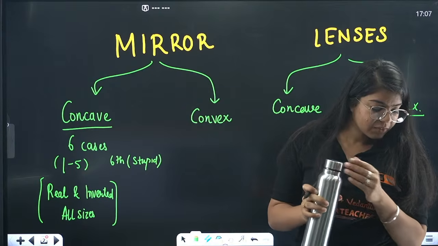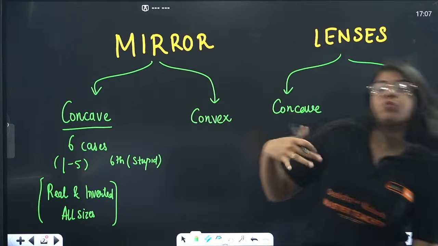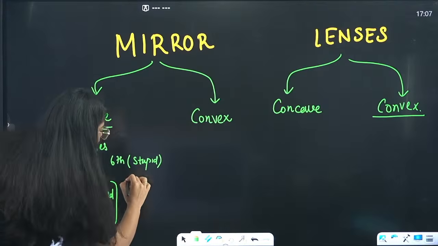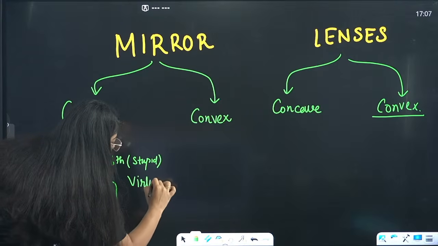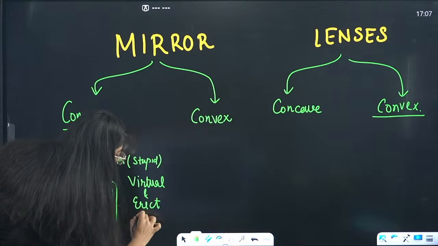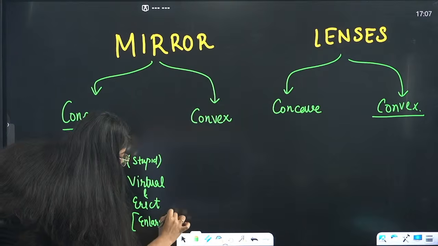Okay, great. So in the sixth case, a real and inverted image will not be forming, right? It will be a virtual and erect image, and it will be an enlarged image.